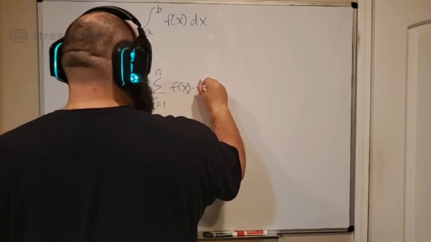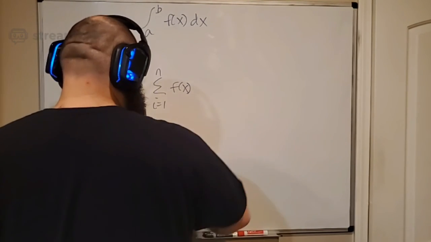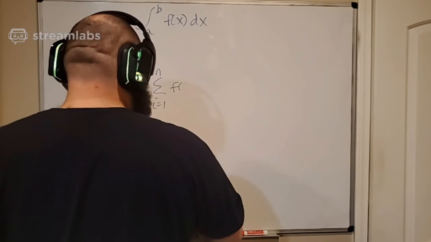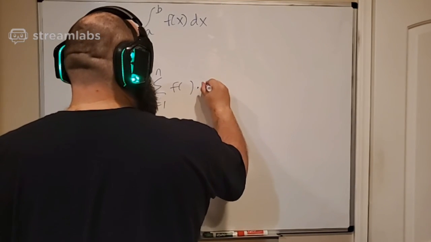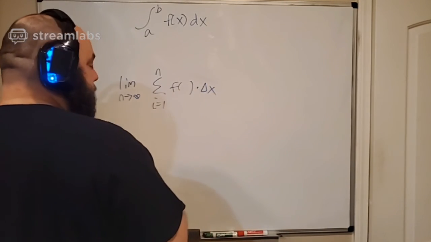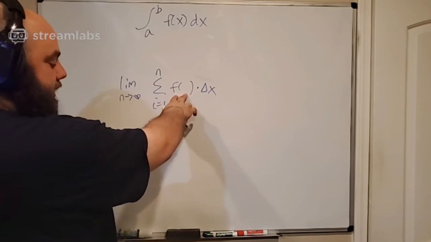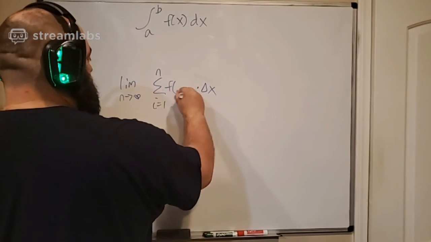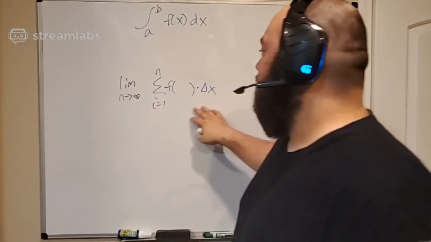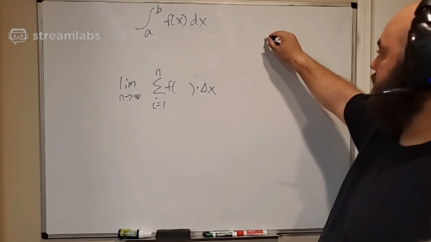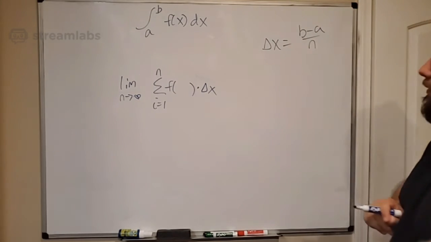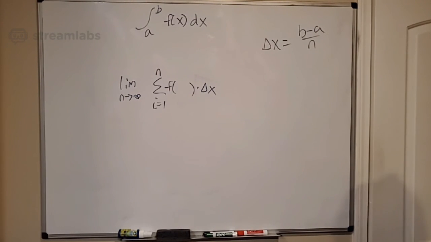So f of, and I won't put x in there, times delta x. What we put inside of our function is going to be the difficult part here. This is always one of the hardest parts to figure out. One of the things we do know for sure on how to get this delta x, which is really easy, is always your b minus a over the number of rectangles. That's going to be really easy to help us out, because we know how many rectangles we're using. We know our a and b. We're just doing n.